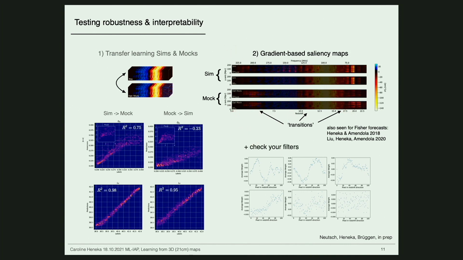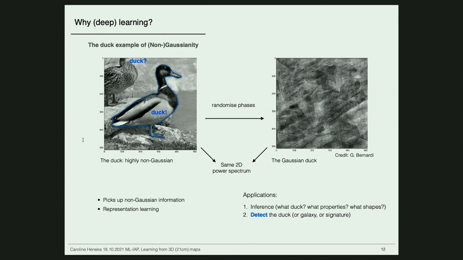And this is similar to what we see also in a simple Gaussian Fisher forecast, that these transition areas are the most informative. So this is in a way similar for these networks. And of course, you can check your filters and cross-check that they look at what you think, like large transition areas and so on.